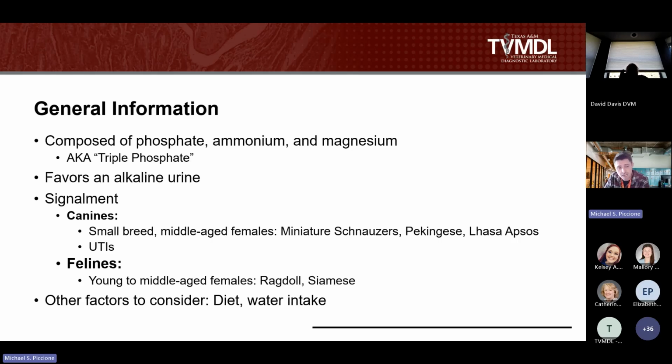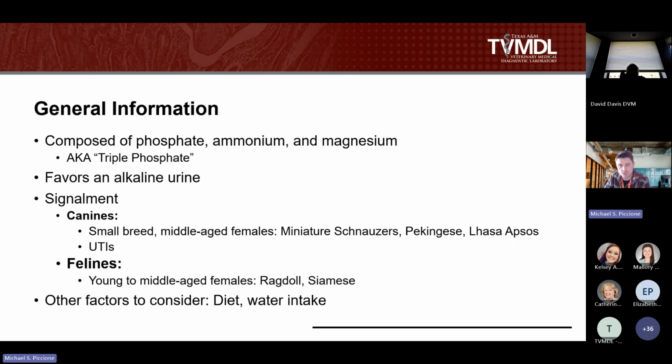Some of your canine breeds that you're going to run into, not all inclusive, but miniature schnauzers, Pekingese, Lhasas, these tend to be your smaller breeds in general. Middle-aged females tend to be overrepresented. Many times the question comes up, well, why? In this case, I like to focus on urinary tract infections. And then the question is, well, why are urinary tract infections so important?